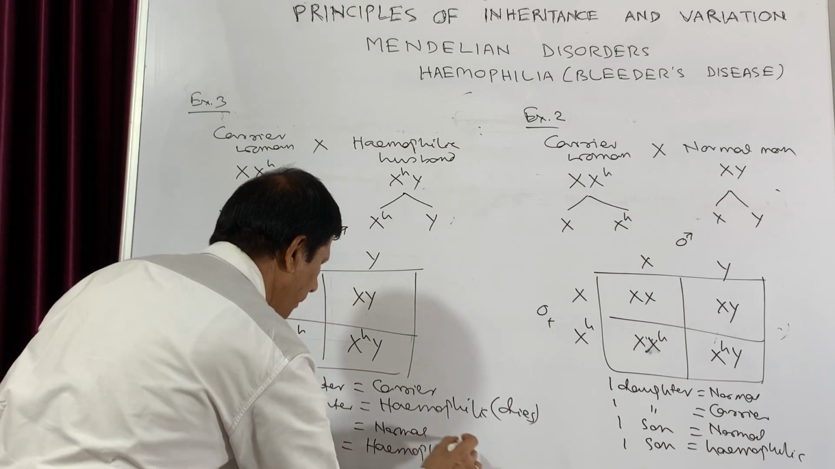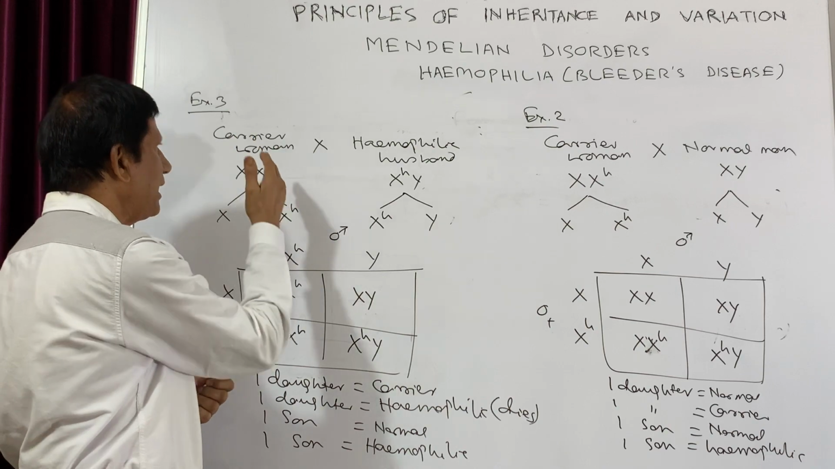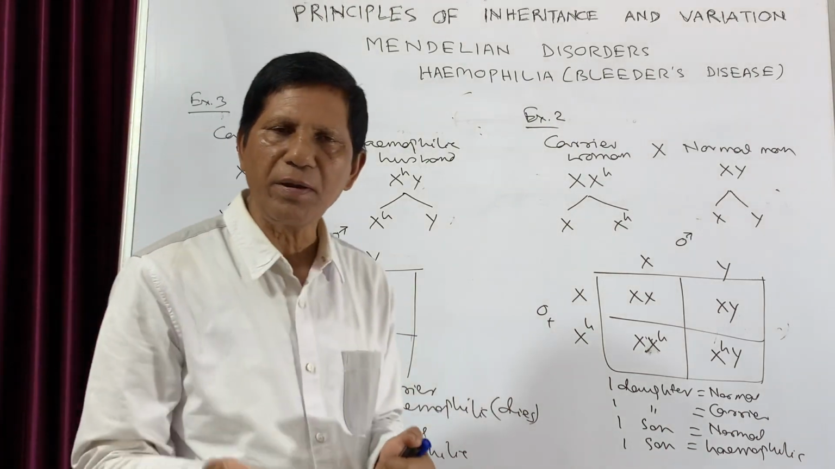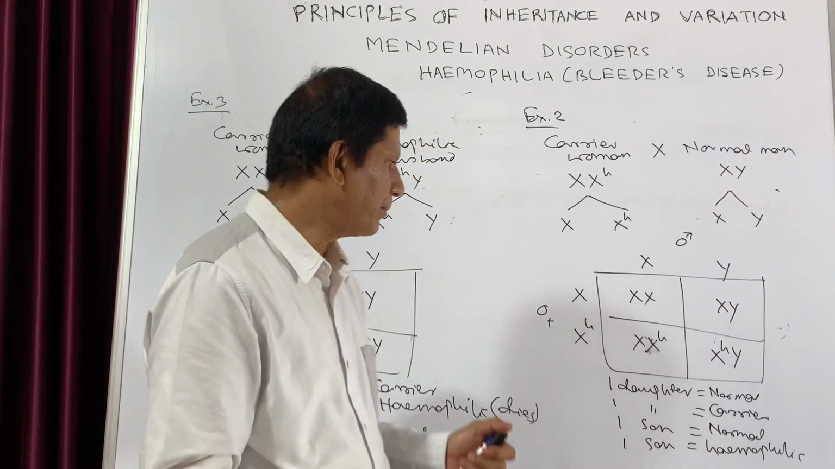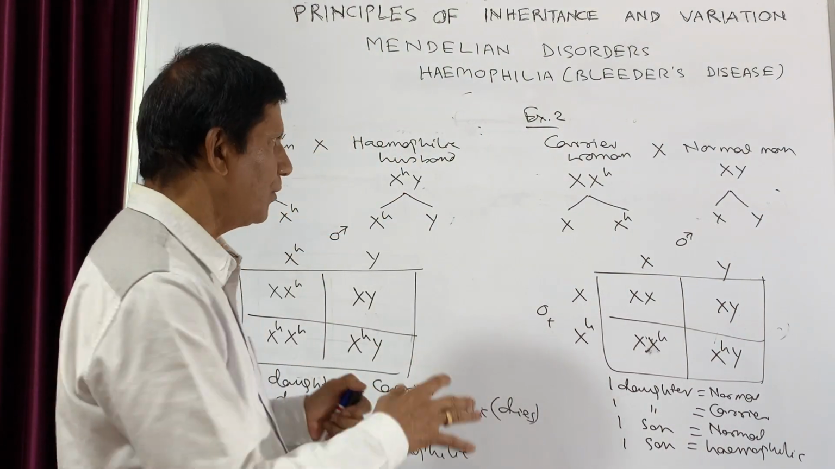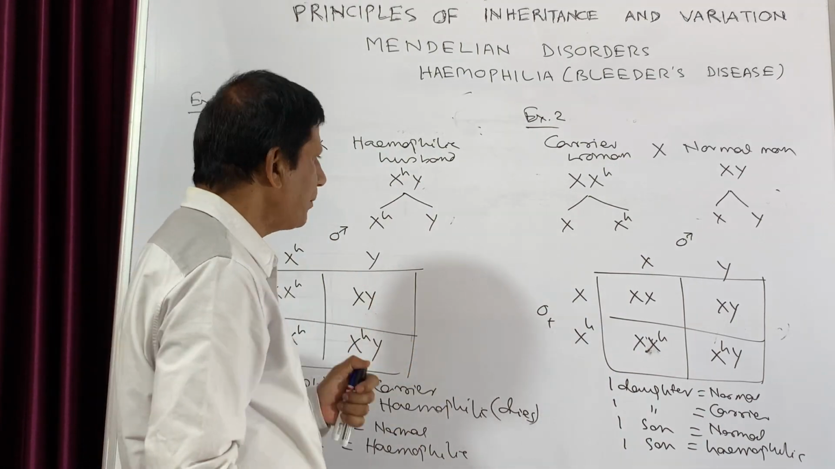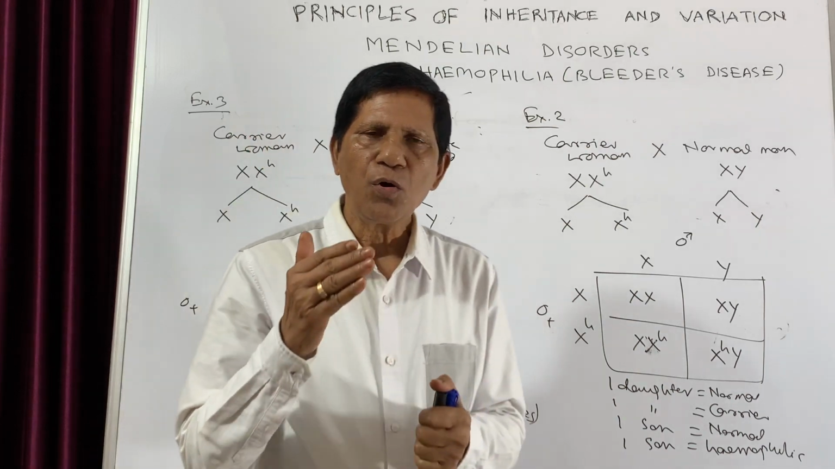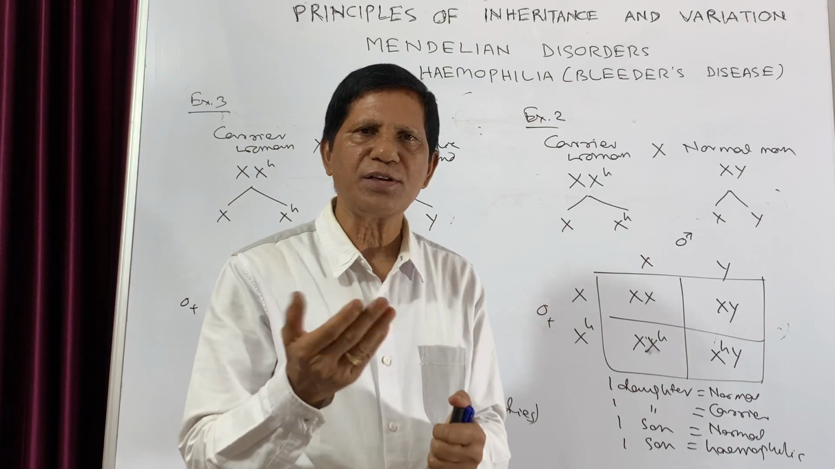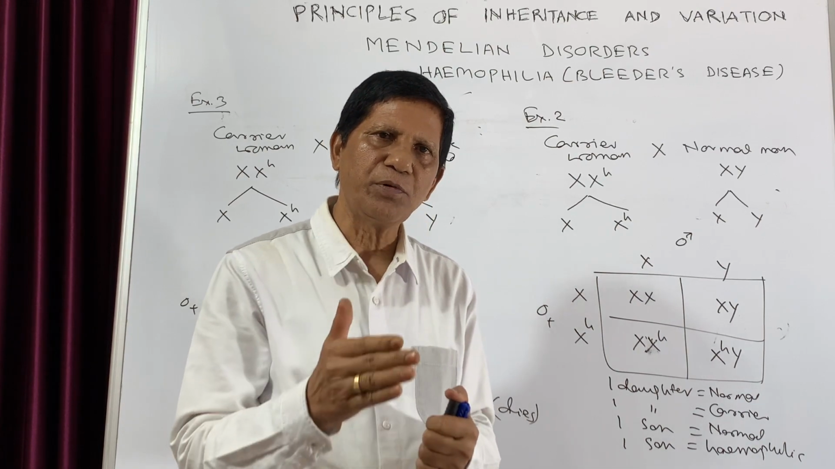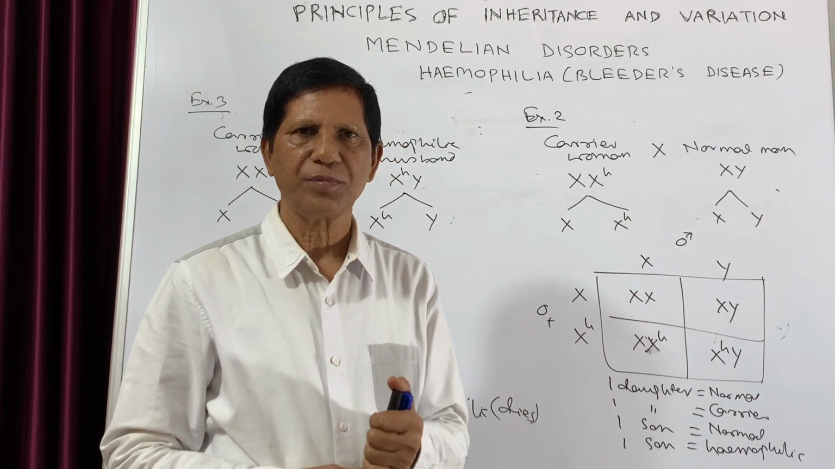That means depending upon the character that is present in the man and the woman, what type of offspring should be produced can be easily obtained by this method. So we have discussed 3 different types of examples. Now one important thing is where this hemophilic condition is found. This is also known as royal disease because it was first reported in Queen Victoria, the Queen of England.